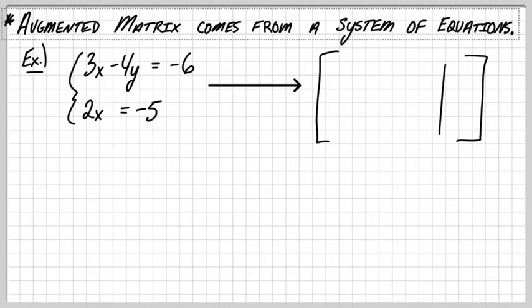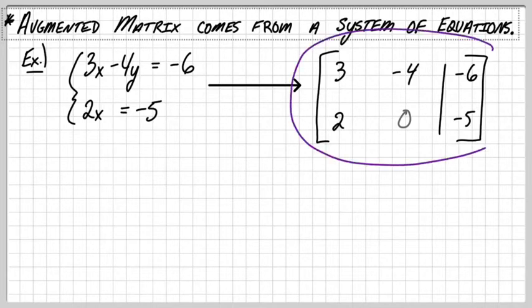So I've got 3 x's, so the coefficient I'm going to put a 3. Negative 4 y's, I'm going to put a negative 4. 2 x's here. Notice there isn't a y in this equation, or you might say there are 0 y's here, right? So we'll need a placeholder for that y. I'm going to put a 0 there for the y because there isn't one on this lower equation. And then I've got my answer column there, negative 6 and negative 5. There you have it. There's our augmented matrix.